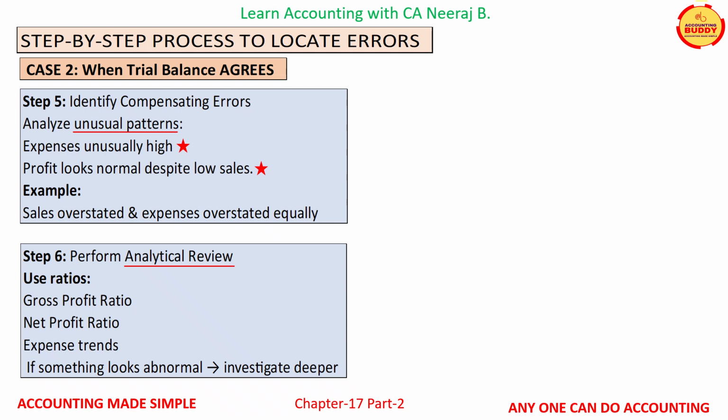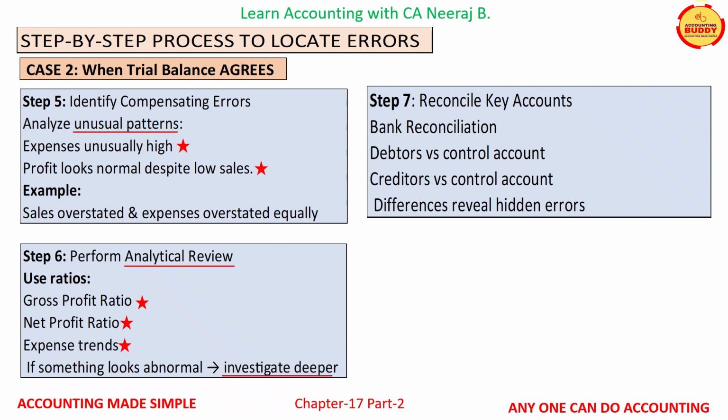Analytical business performance review is yet another powerful way of locating errors when the trial balance agrees. Comparison of key business ratios like gross profit ratio, net profit ratio, and even the various cost elements of the business expenses trend are useful tools to find out that something is abnormally wrong and that calls for a deeper investigation. Reconciliation of key accounts also is an important step to locate accounting errors. Regular reconciliation of bank accounts, debtors subledger versus debtor control account, and similarly creditors subledger versus creditor control account reconciliation reveals the hidden errors.